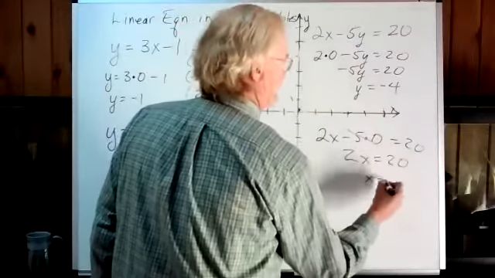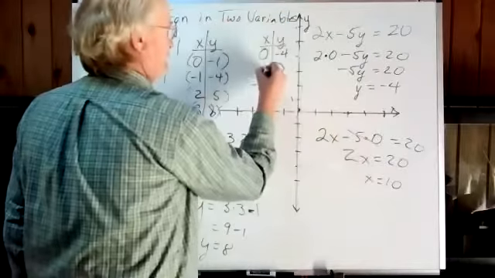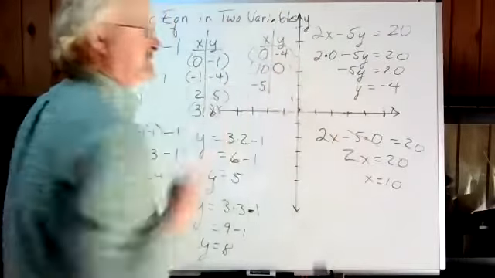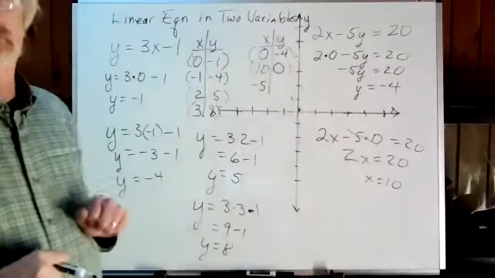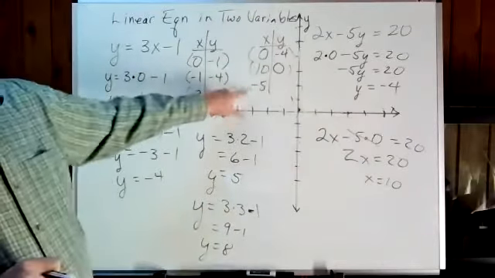Divide by the 2, I'd get X is a 10. So what did I have over here? Okay, so right there, here are the ordered pairs I'm building. 0, -4 is a solution, and 10, 0 is a solution. Now one more number they said, let's try.